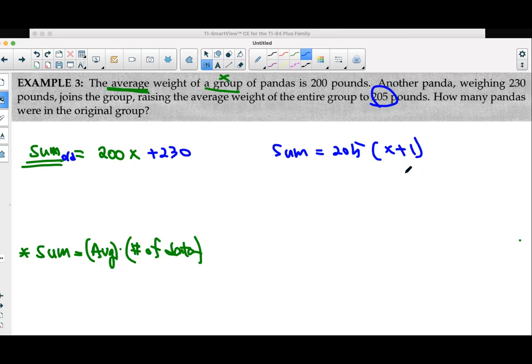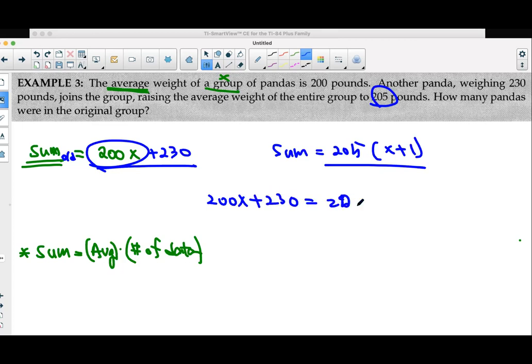So when you look at it, what do you guys realize? These two sums have to be equal to each other. The old sum plus 230 is the same thing as the new average multiplied by the number of pandas. Here what we end up getting is 200x plus 230 is equal to 205x plus 205. Then what do you guys realize? I'm going to subtract 200x, so we get 5x. I'm going to subtract 205, and we get 25 left, and x equals what? 5.